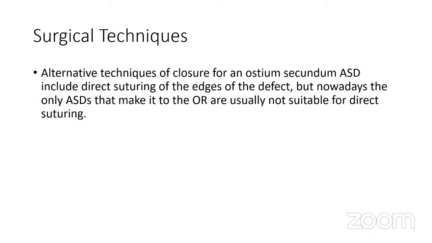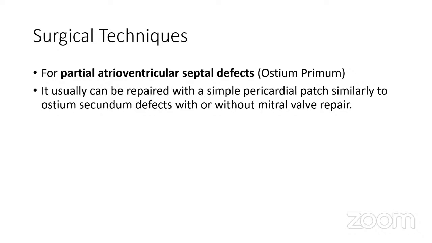Alternative techniques of closure of an ostium secundum include direct suturing of the edges of the defect, but nowadays the only ASDs that make it to the OR are usually not suitable for direct suturing. For ostium primum defects or partial atrioventricular septal defects, it usually can be repaired with a simple pericardial patch, similarly to ostium secundum defects, with or without mitral valve repair.